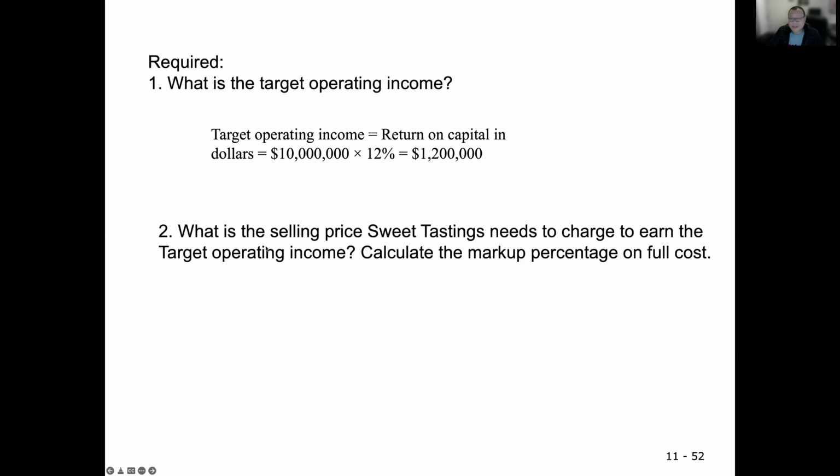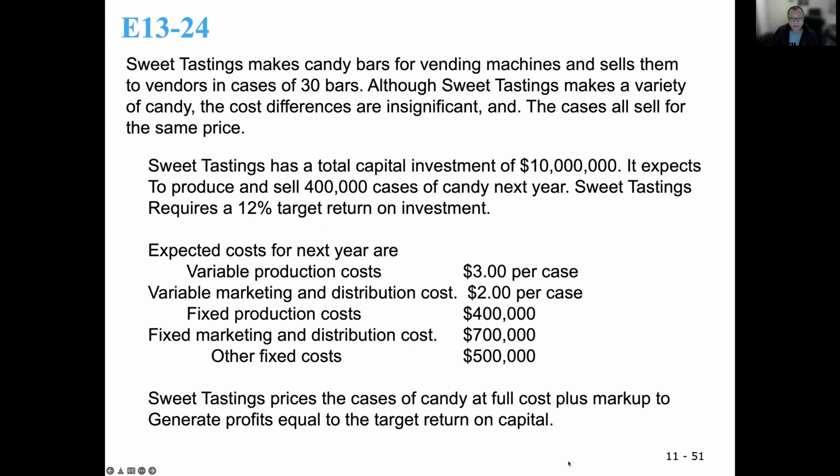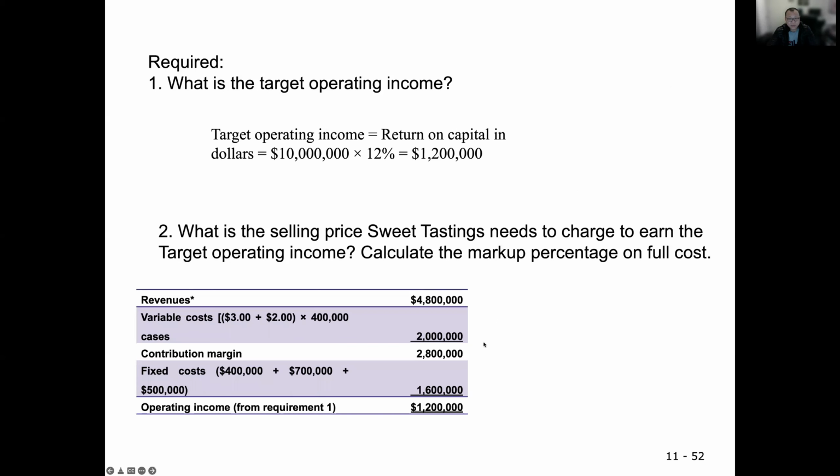And the second question is, what is the selling price the company needs to charge to earn this target operating income? And also calculate the markup percentage on full cost. So here you work backward. The operating income is 1.2 million; we want to make 1.2 million. We know the fixed costs: fixed production cost 400, fixed marketing and distribution cost 700, and other fixed cost 500. That's where it's coming from.